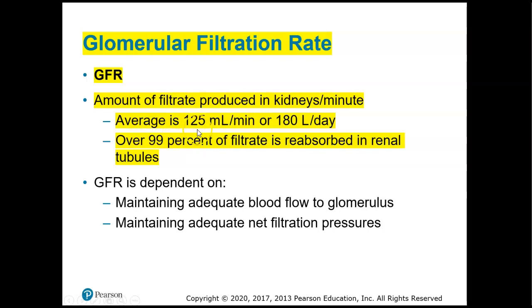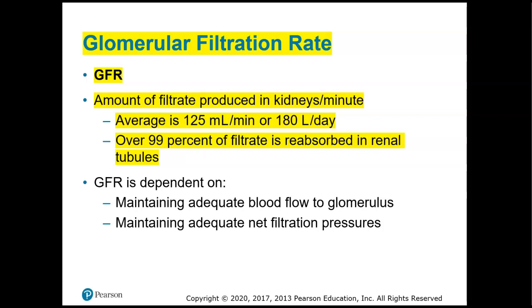So the average GFR is 125 milliliters per minute, or 180 liters per day. Our kidneys, on average, filter 180 liters of blood per day. That's a very large number if you think about it. I always think about liters in terms of a 2-liter drink. So that is 90 2-liter drinks, 90 of those. That's how much blood your kidneys filter per day.